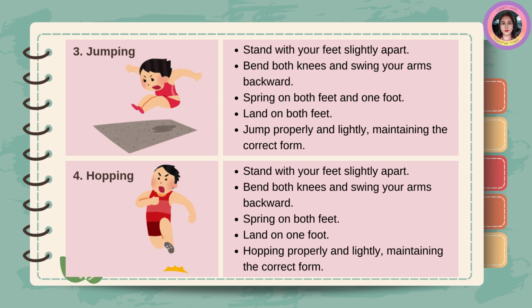Number 4, hopping. Stand with your feet slightly apart. Bend both knees and swing your arms backward. Spring on both feet. Land on one foot. Hop properly and lightly, maintaining the correct form.